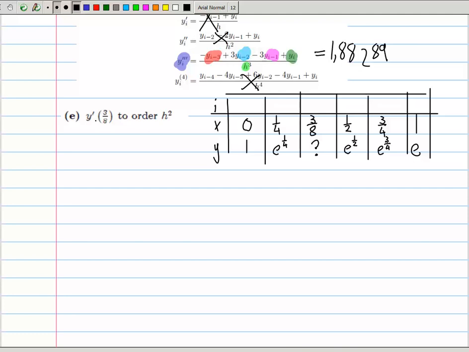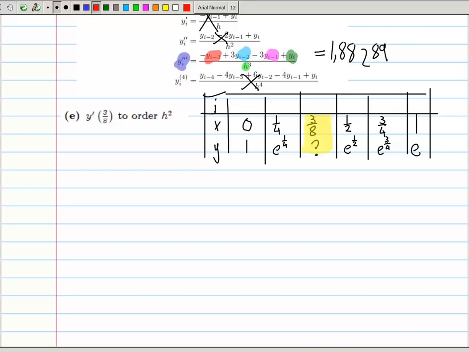Okay, so we're looking for y prime of 3 over 8 to order h squared. So I wanted to focus on this one as well because it's got some unique elements in it. As you can see, over here, I have rewritten the table slightly differently. I have included our 3 over 8 into our table. Now, remember what the question said, using the values of the function for x equals 1, a quarter, a half, and 3/4 and 1. All of these other equations.